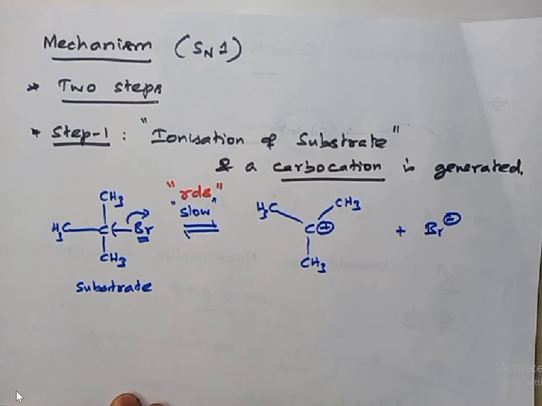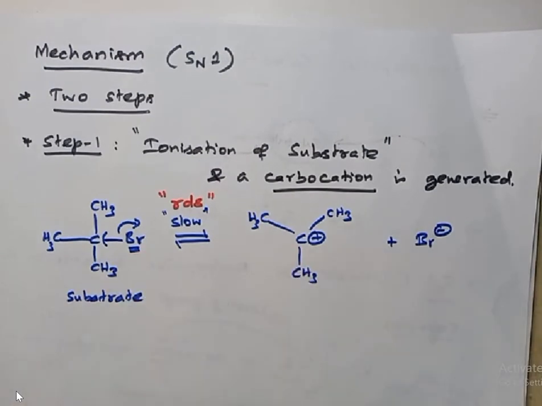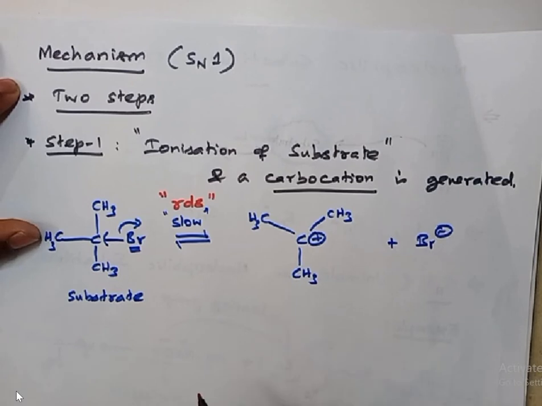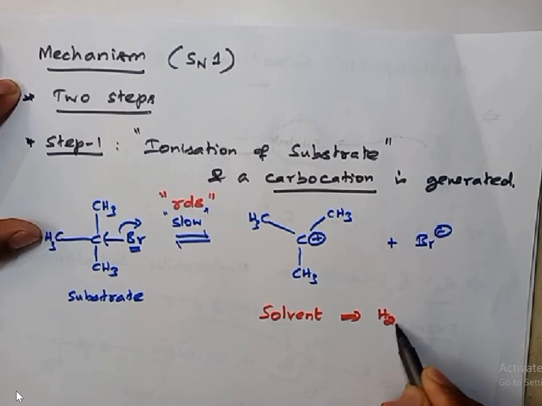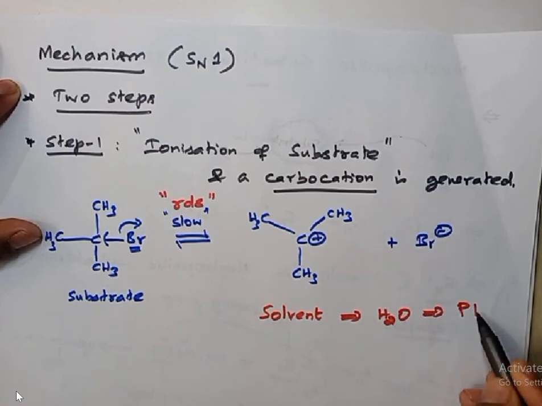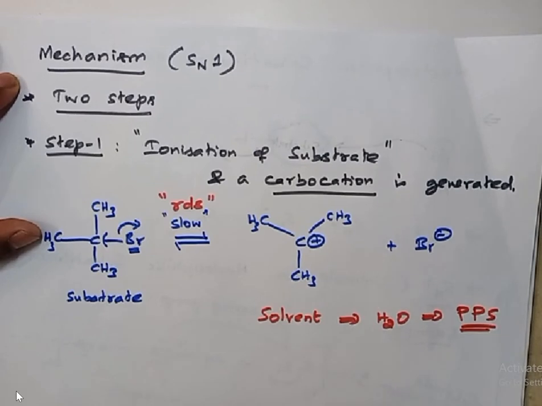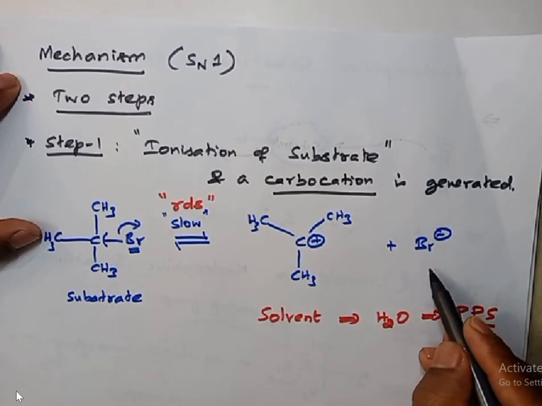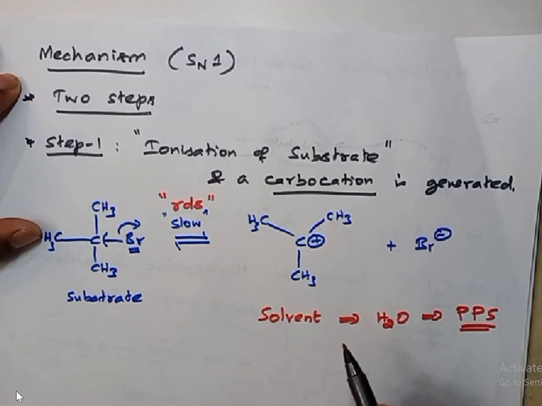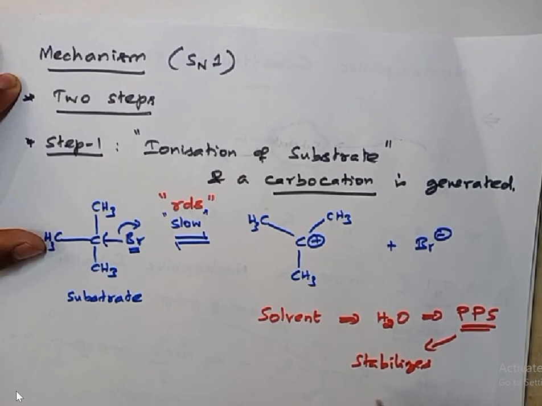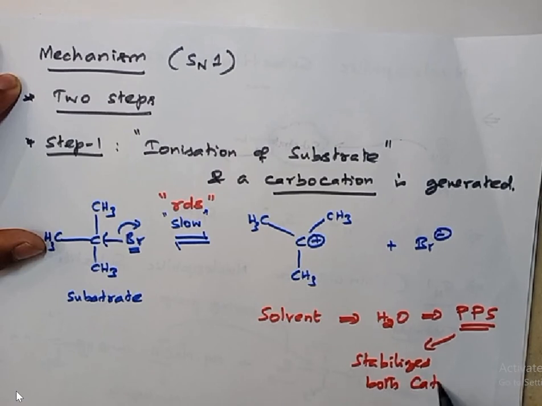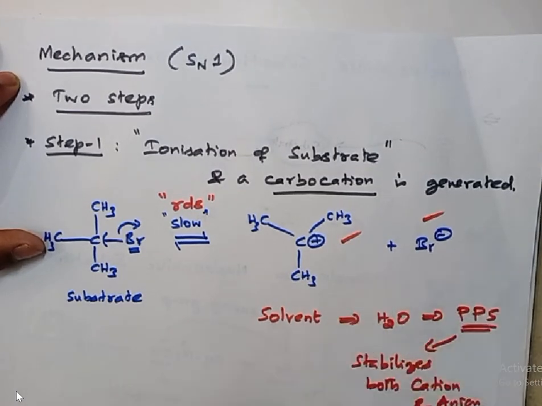That is why in this Sn1 reaction we usually take a polar protic solvent. Here we have taken water as the solvent. You know very well, water is nothing but a polar protic solvent. A polar protic solvent can stabilize both the cation and anion. So both these ions get stabilized.